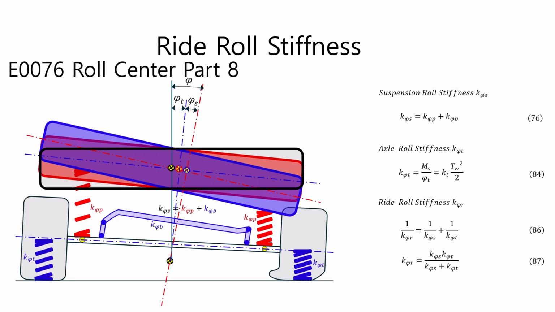If you watch the previous videos, you can learn about various fields of automotive knowledge and enjoy a more in-depth understanding of future videos. In the last video, E0078 part of vehicle roll center, I have described the suspension roll stiffness caused by the springs and anti-roll bars together, the effect of tire roll stiffness, and the ride stiffness that includes all of these.